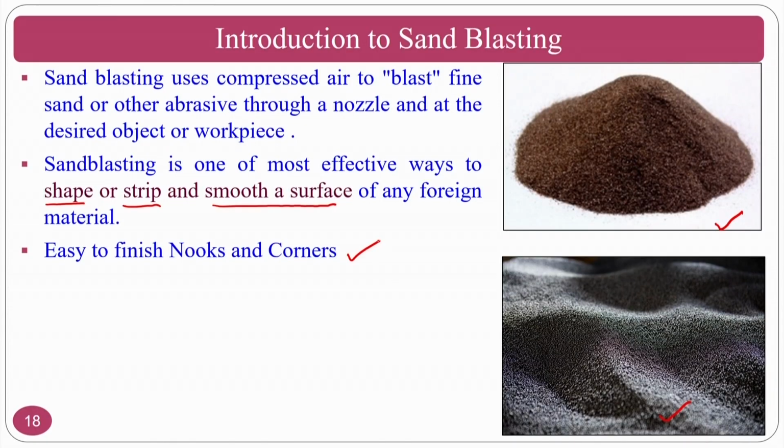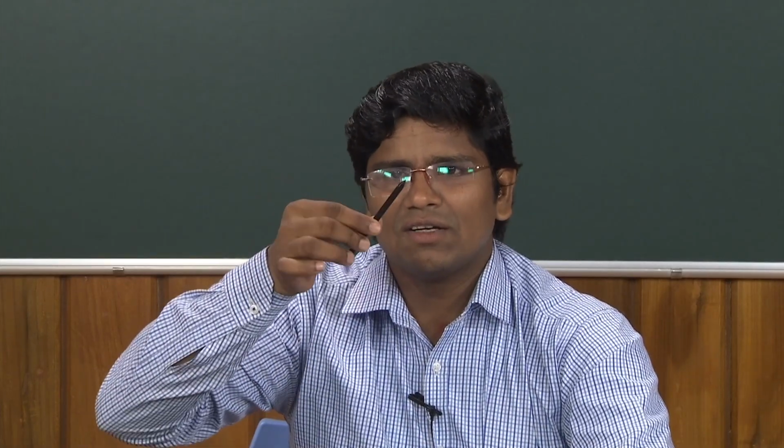So you can shape it also. When some of the casting products come out, you can do the sandblasting and remove the surface layers. It is easy to finish the nooks and corners. Normally complicated shapes are there. People normally use these nozzle jets. So they will go and put it to the nook and corner, like assume that this is the jet.